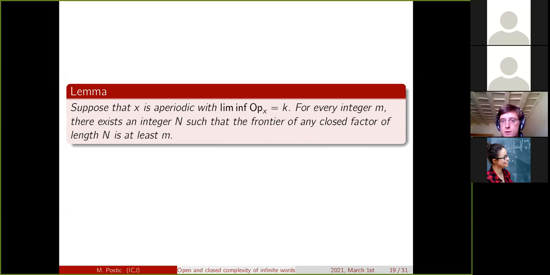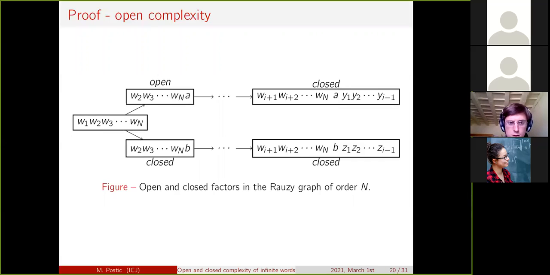So this would allow you to construct long powers with short roots, and you don't want that. Okay, so now let's look at the sketch of the proof of the theorem. So the idea is the following: since your word is supposed to be aperiodic, for every length you are sure to be able to find a right special factor.